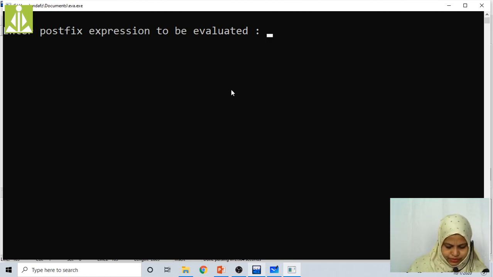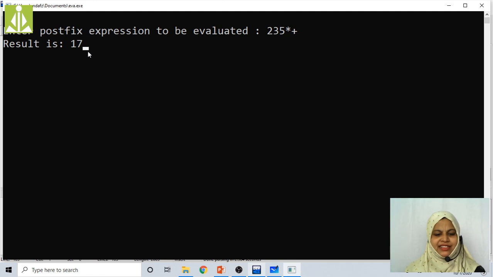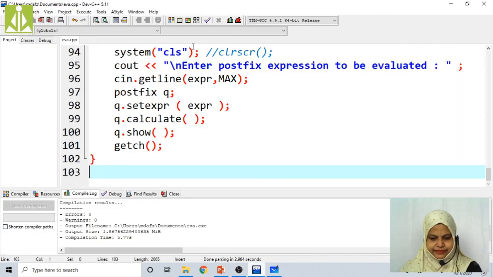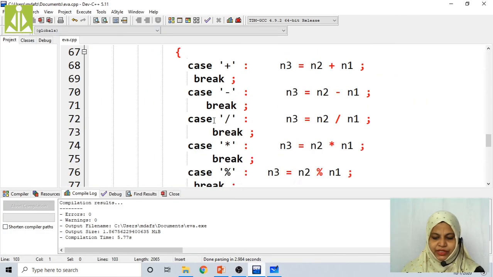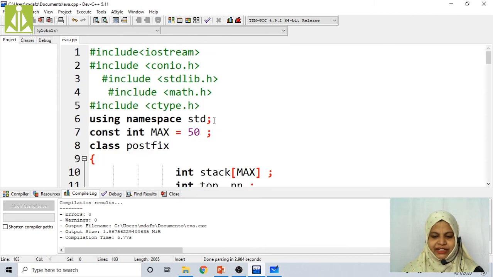Here: 2 3 5, then star, then plus, right? Enter. See here, my result is 17, right? This is 17. Already I explained all those things here. If I were to type this, it would take around 1.5 hours. That's the reason I just copied whatever content is present in the slides.